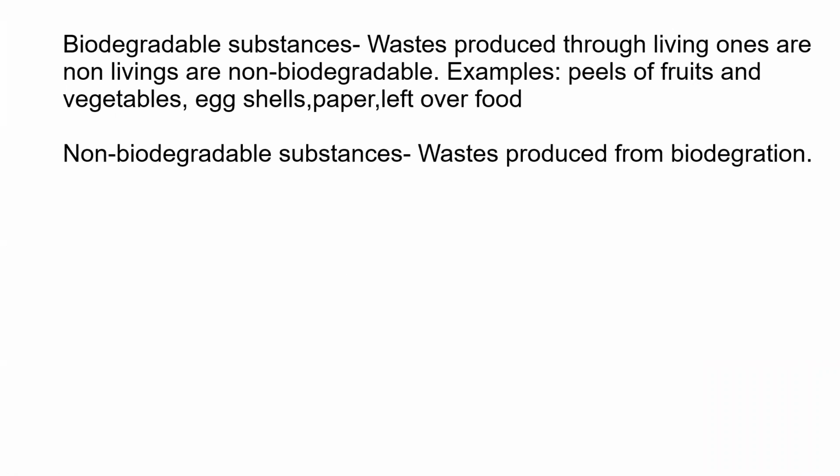Next, let us look into waste. We have two different types of waste: biodegradable waste and non-biodegradable waste. So, what are biodegradable substances? Waste produced through living things is biodegradable, and that from non-living things is non-biodegradable. Examples: peels of fruits and vegetables, etc.